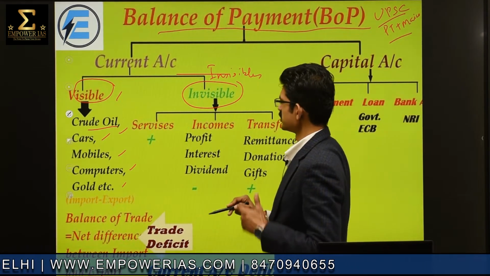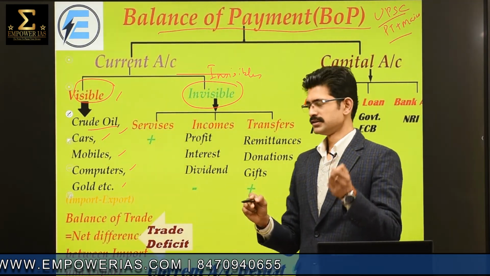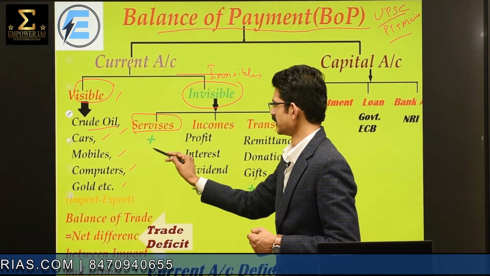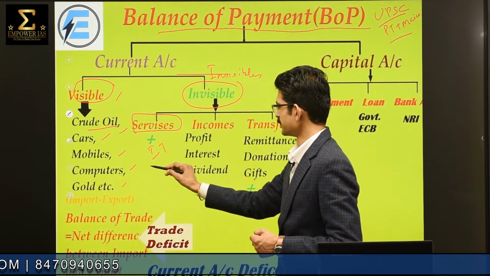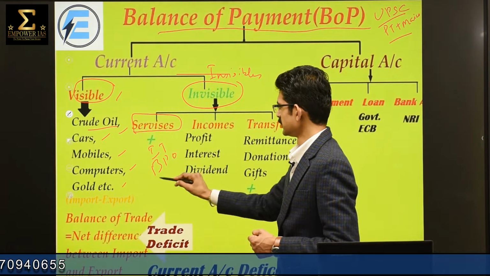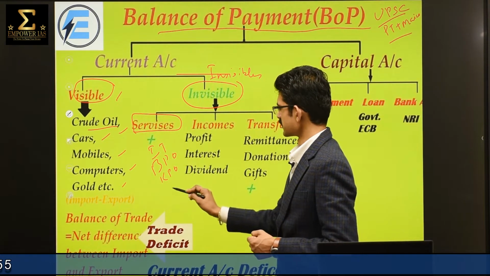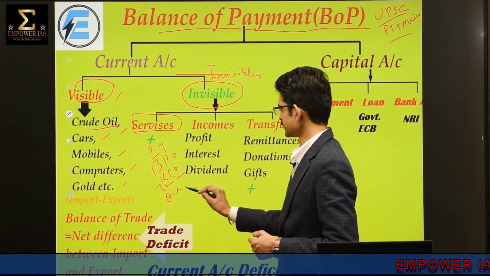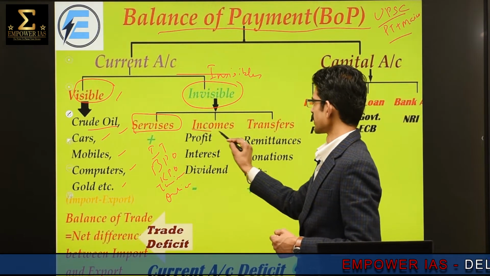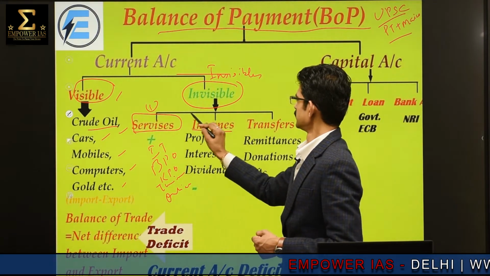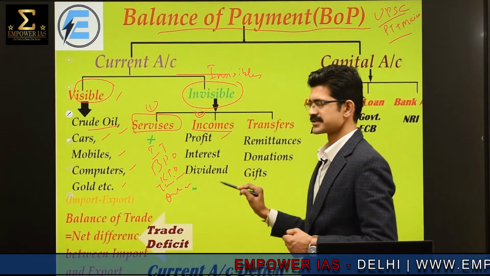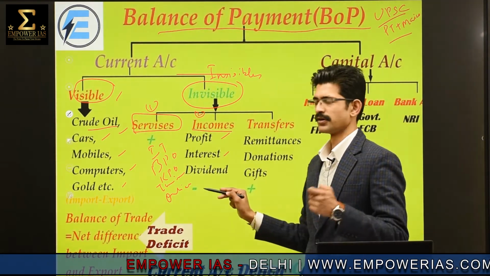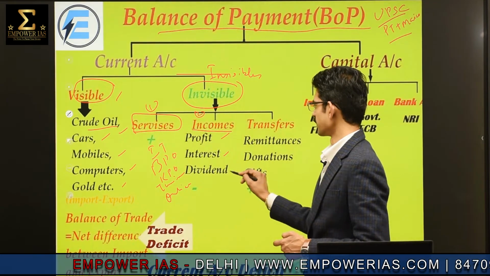Which are not visible in nature, which we cannot see or touch, such as services, which we are dealing in terms of IT services, BPO, KPO, and many other services such as tourism, and online services. Now it also comprises incomes in terms of profits from various kinds of investments, and interest from any kind of fund and dividend.